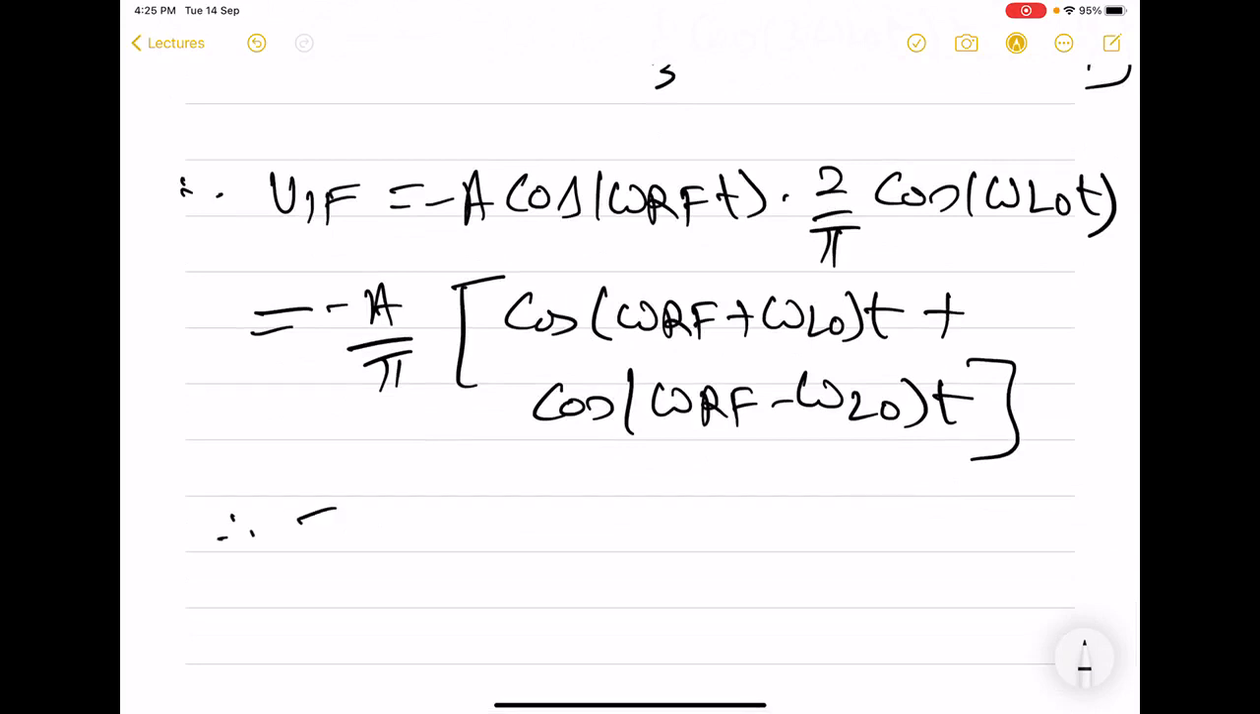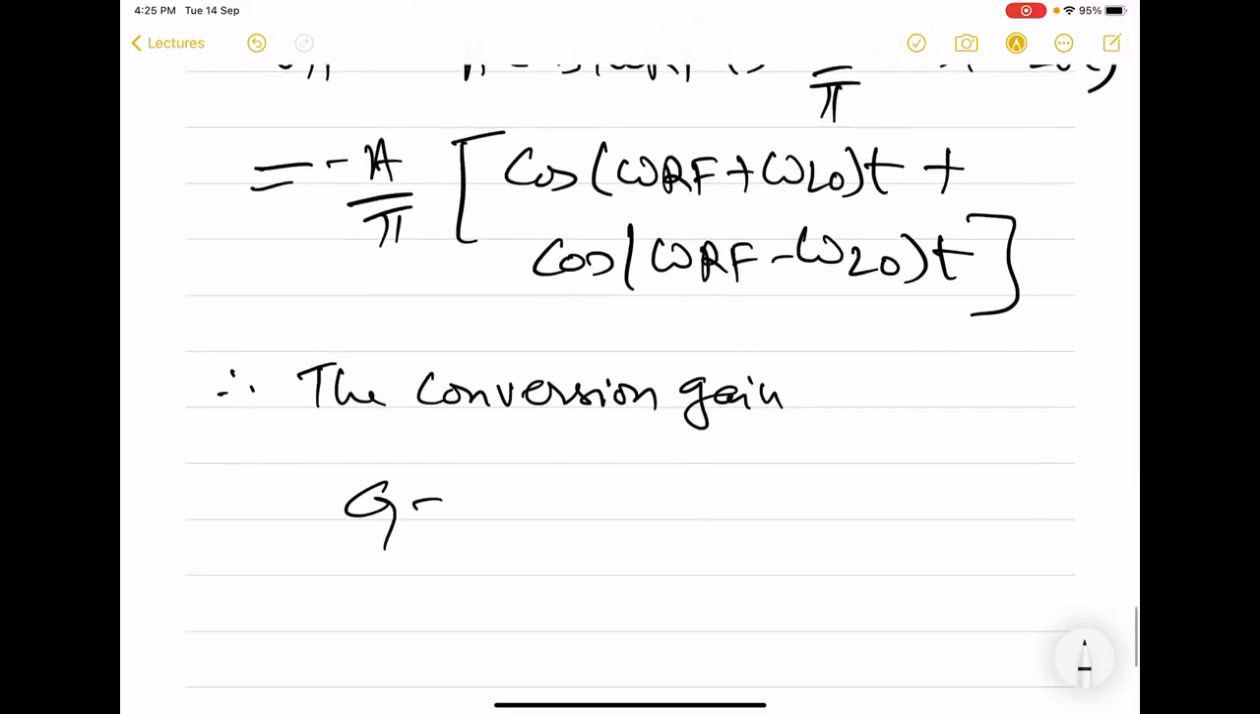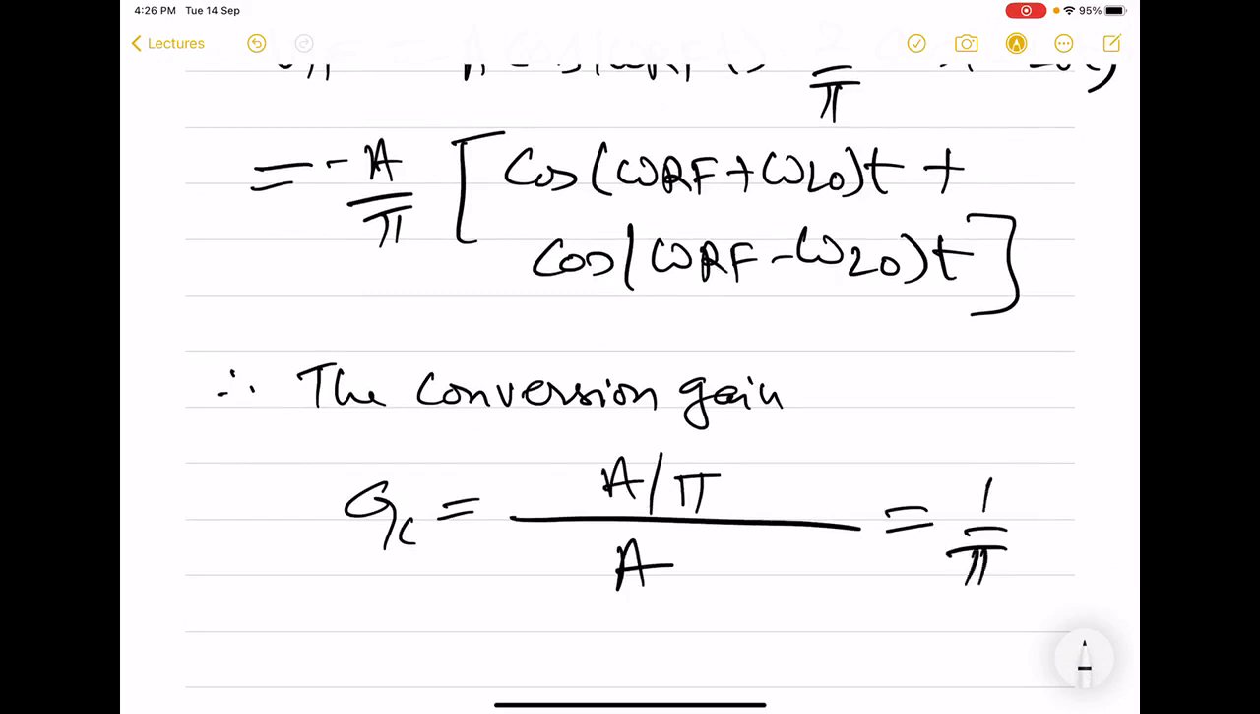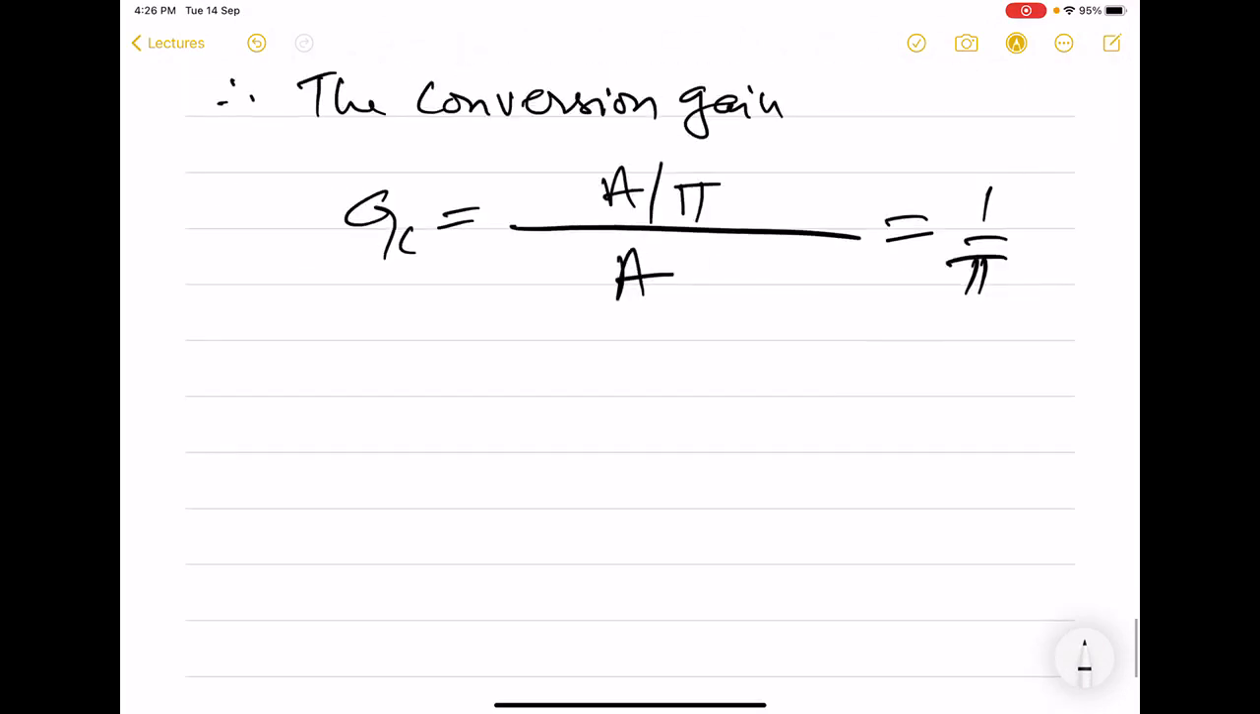So therefore the conversion gain, DC, is equal to the output amplitude, which is A by pi, divided by the input amplitude, equal to 1 by pi. So this is the same as what we have been getting for MOS based single balanced mixers. So in terms of conversion gain, there is no advantage.